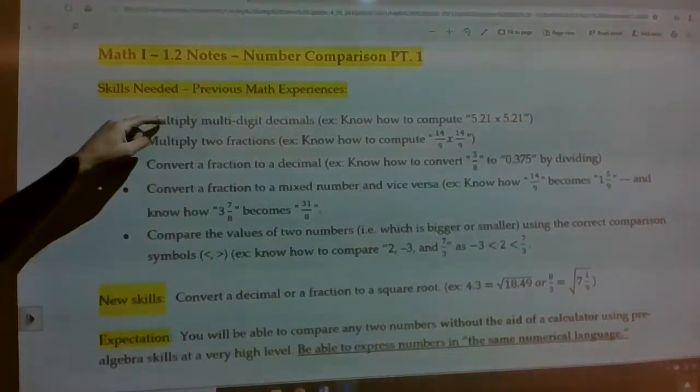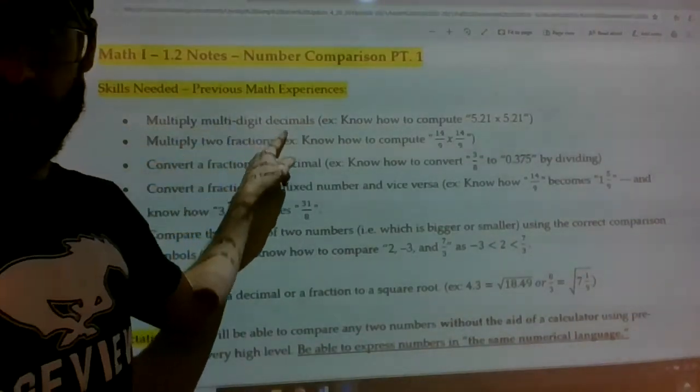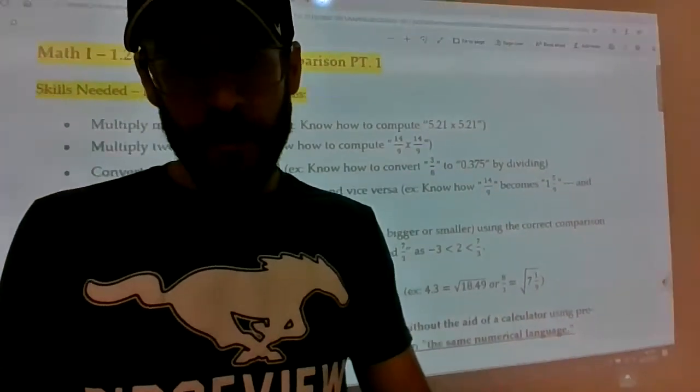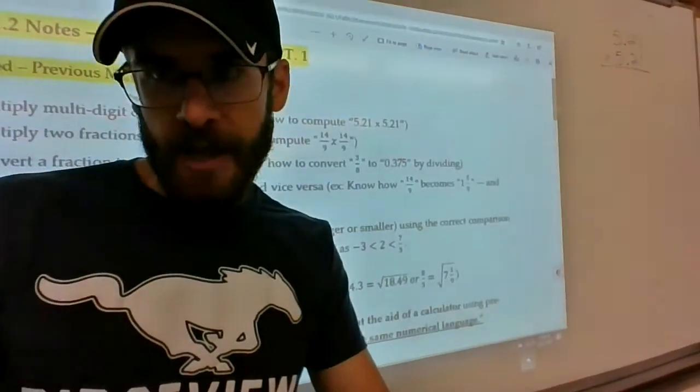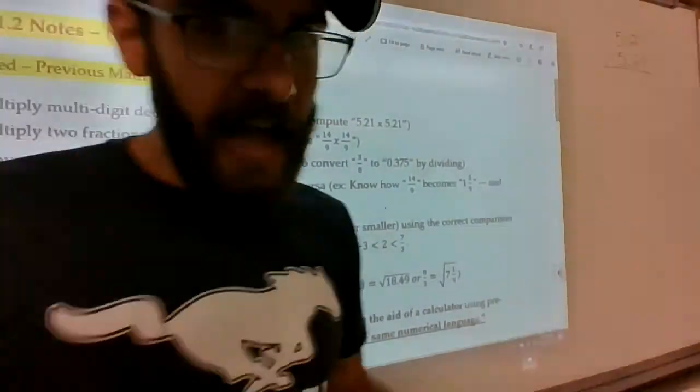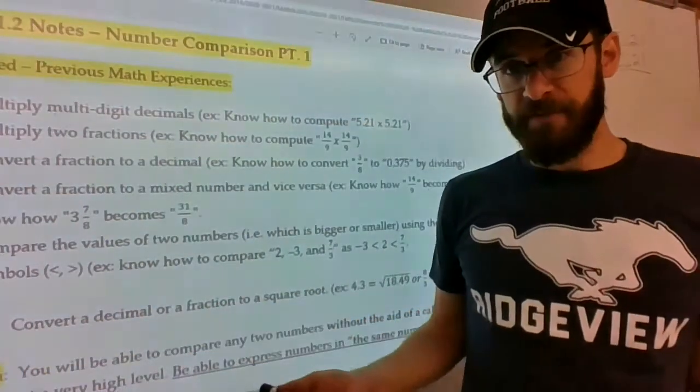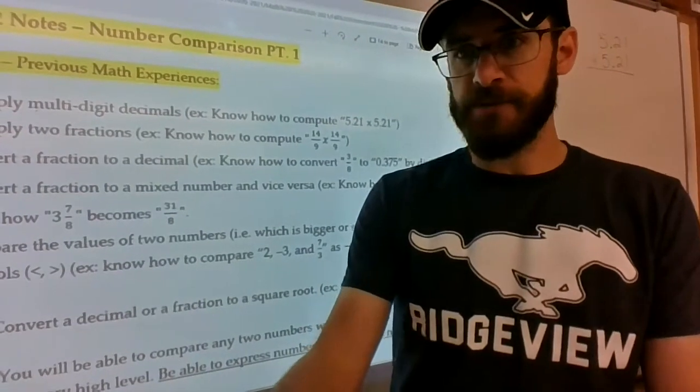So the first one is to know how to multiply multi-digit decimals. How do you multiply 5.21 times 5.21? A 3-digit decimal times a 3-digit decimal.